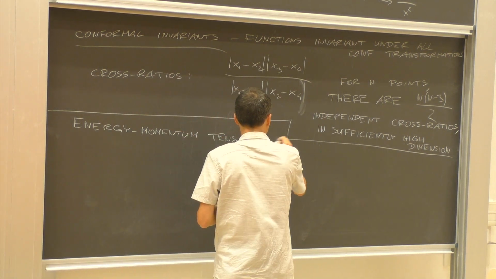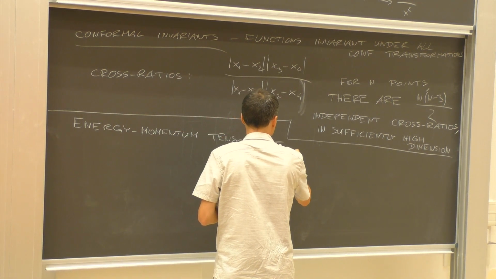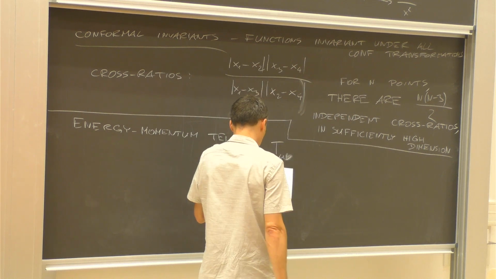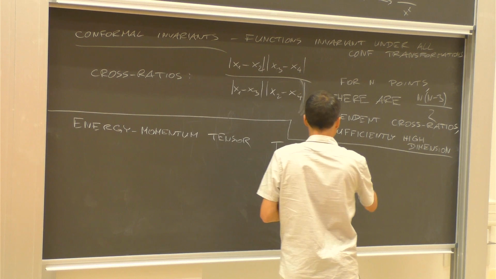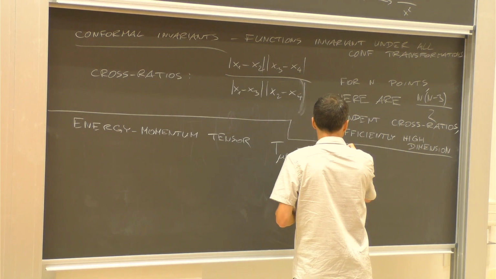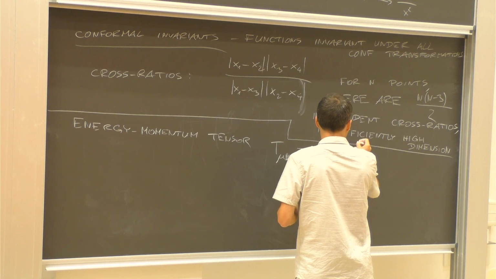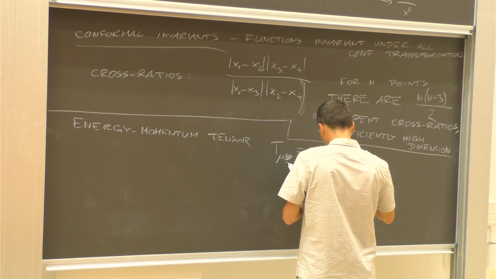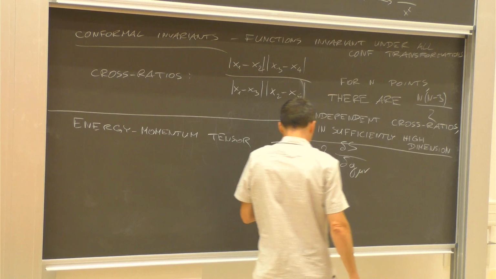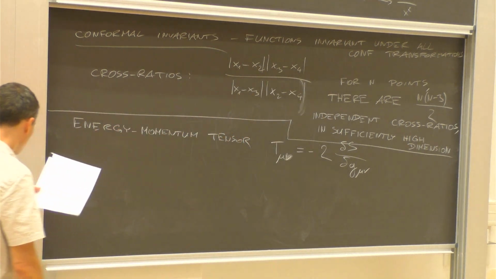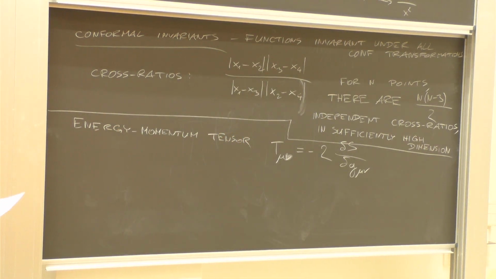Which can be defined, among others, in the following way. If we know the action of the theory, it can be defined through some action, then the variation of the action with respect to the metric is what we call the energy momentum tensor. And it has various properties.